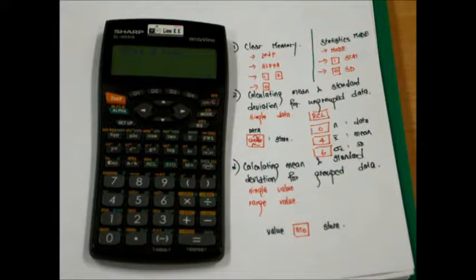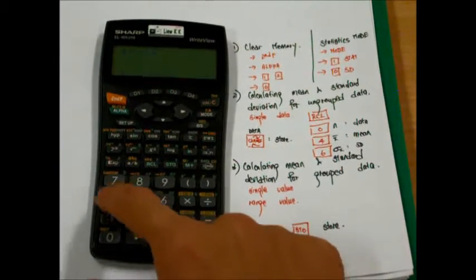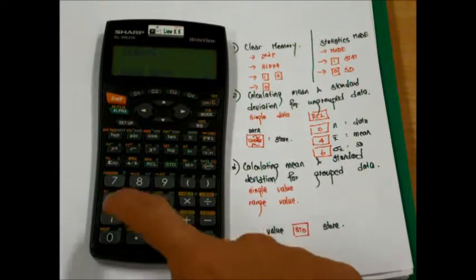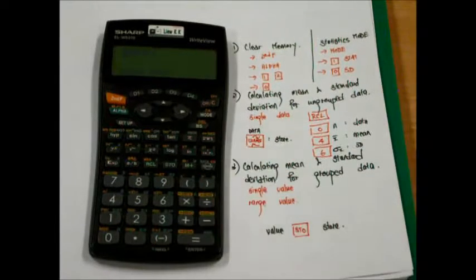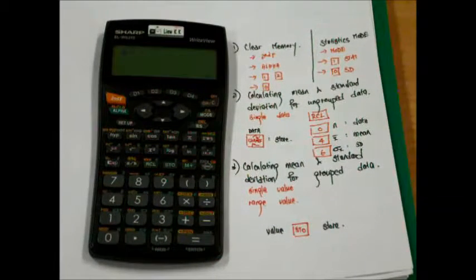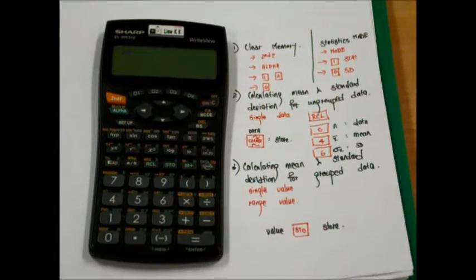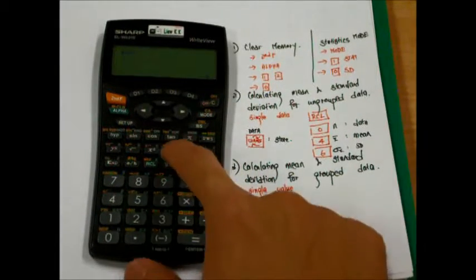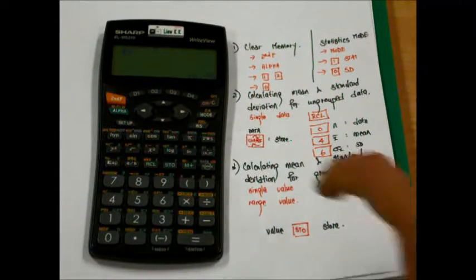There are a total of 4 values. First, 12. Store. 14. Store. 19. Store. 20. Store. Very good. Always check how many values you have keyed in. Recall 0. There are a total of 4 values. Next, check the mean. Recall 4. 16.25.